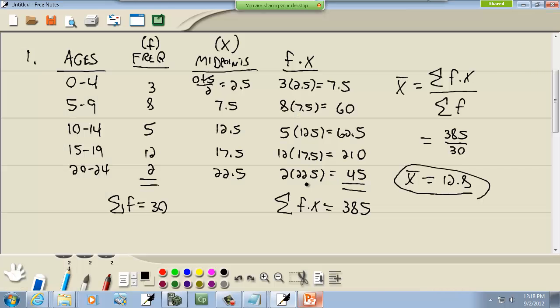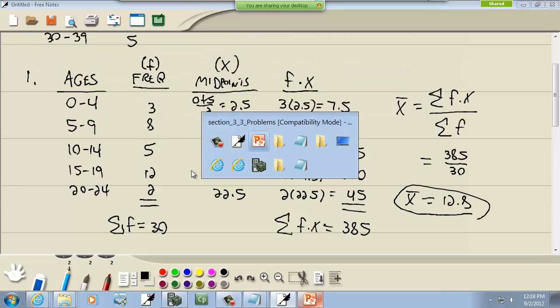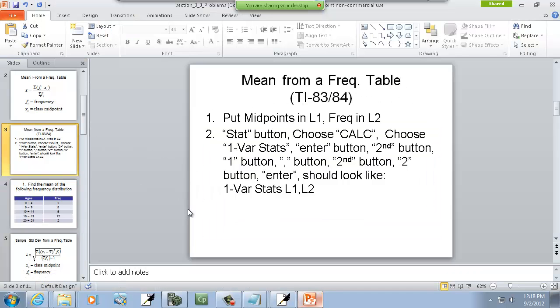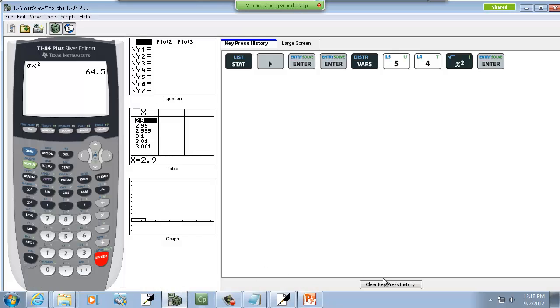Well, let's use technology now. And we'll actually use part of this for our technology. Okay, mean from a frequency table. It says put midpoints in L1, frequency in L2. Well, you have to find your midpoints first. So here they are. So let's go over to our calculator.